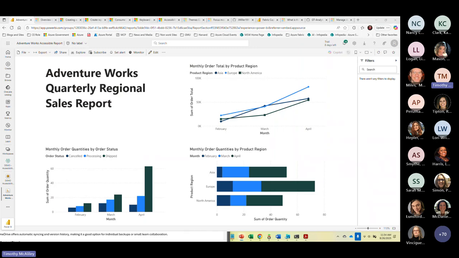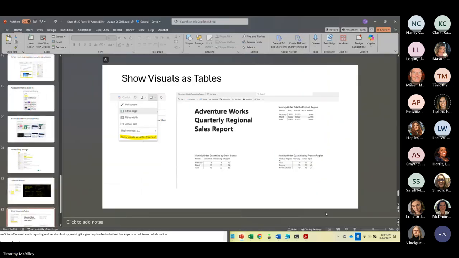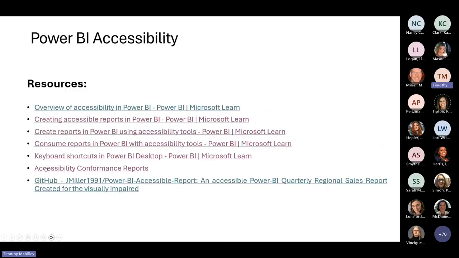All right, and then my last slide here, I just want to show you. I've got some good documentation here. I've got documentation that covers an overview of accessibility, creating accessible reports in Power BI, creating reports using accessibility tools, and consuming reports in Power BI with accessibility tools. The creating accessible reports in Power BI documentation has the accessibility checklist. There's keyboard shortcuts in Power BI Desktop, and accessibility conformance reports.